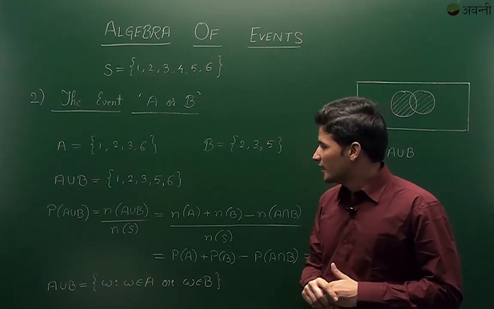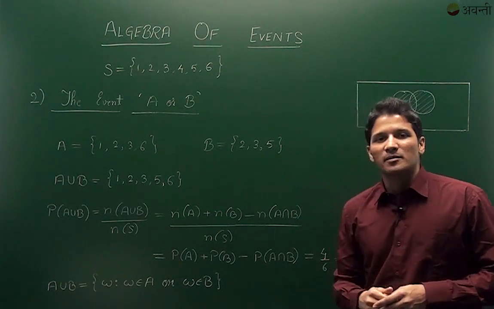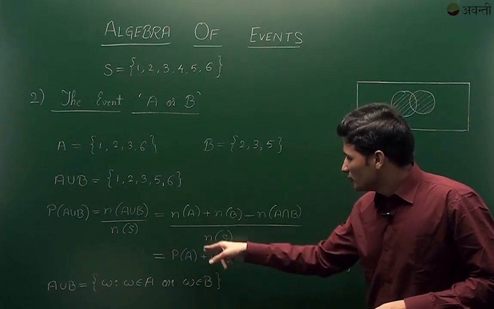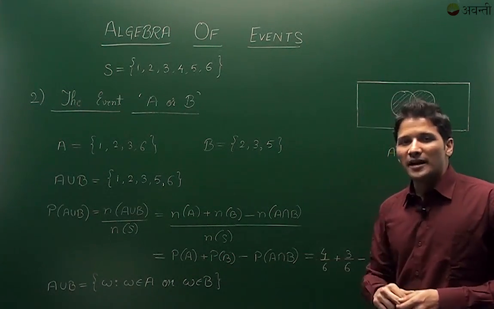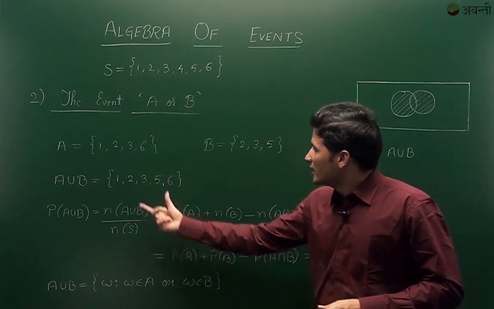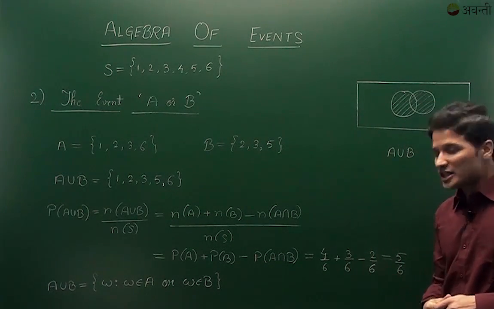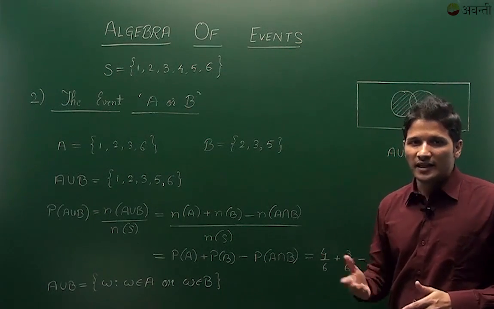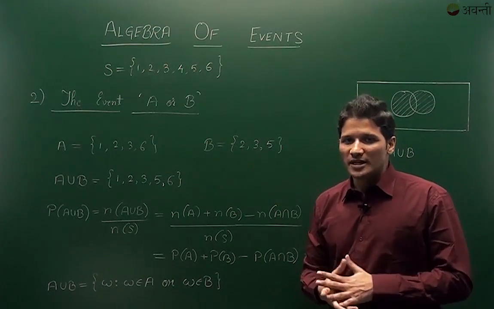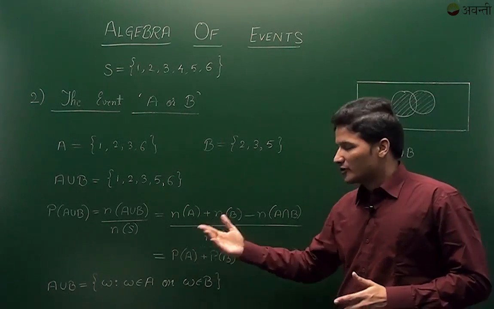And if we want to extend it further, we can rewrite the number of elements in A union B as number of elements in set A plus number of elements in set B minus number of elements in set A intersection B, and this entire thing divided by number of elements in set S. If we combine these, we get probability of A plus probability of B minus probability of A intersection B. Now to calculate probability using this expression, probability of A is 4 by 6, and similarly probability of B is 3 by 6, minus probability of A intersection B. The common elements in A and B are 2 and 3, so the probability in this case will be 2 upon 6, and again the answer is 5 by 6. And this is how you calculate probability of A union B.